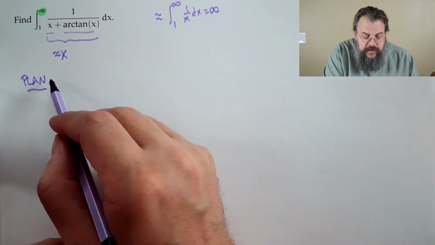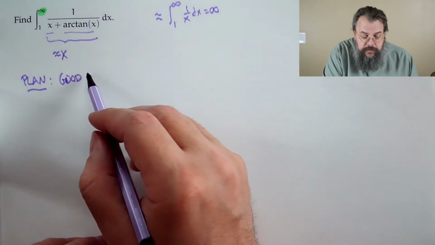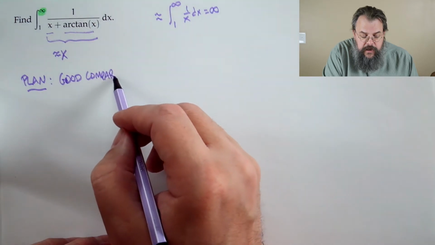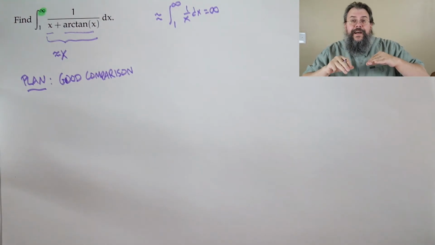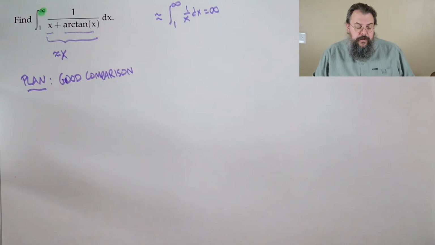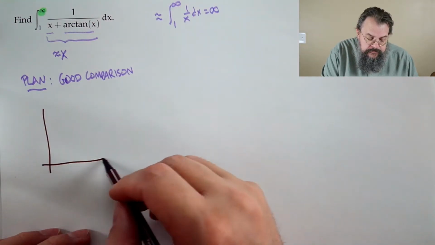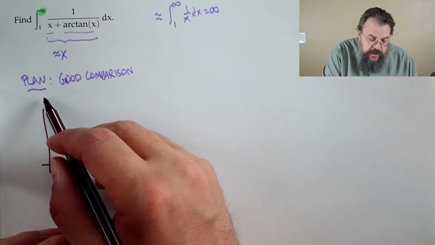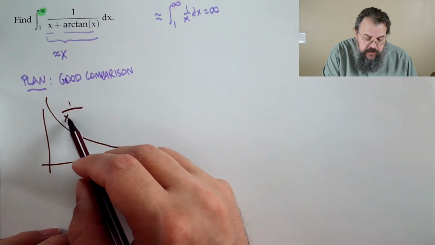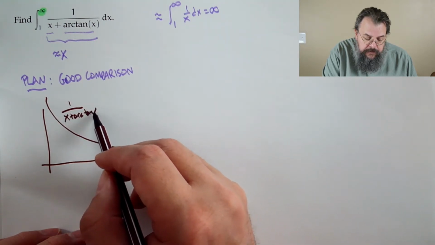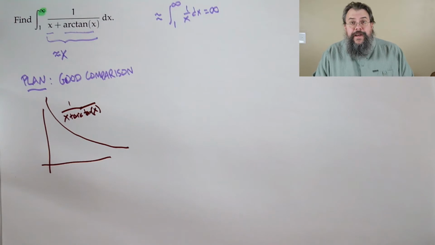So what's our plan? Our plan is make a good comparison. Now you might say, well, what do you mean by a good comparison? A comparison where I want to find something that lies underneath it and where the thing underneath gets arbitrarily large. All right, so time for us to go. So we have this function, 1 over x plus arctangent of x. And what do we want? Well, we want to have something that's even smaller than that.